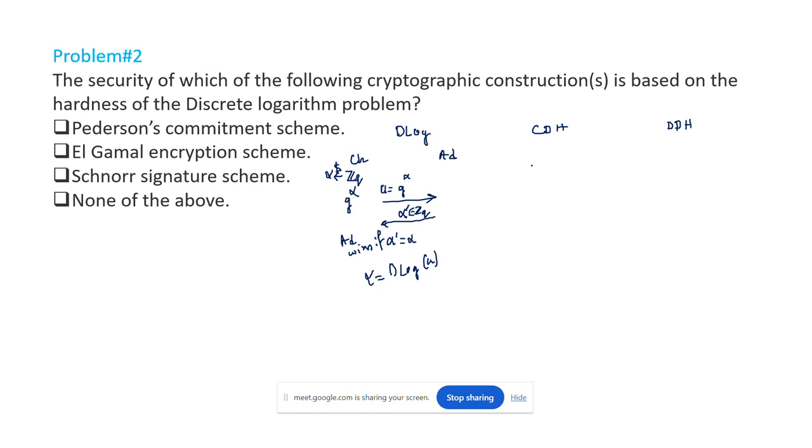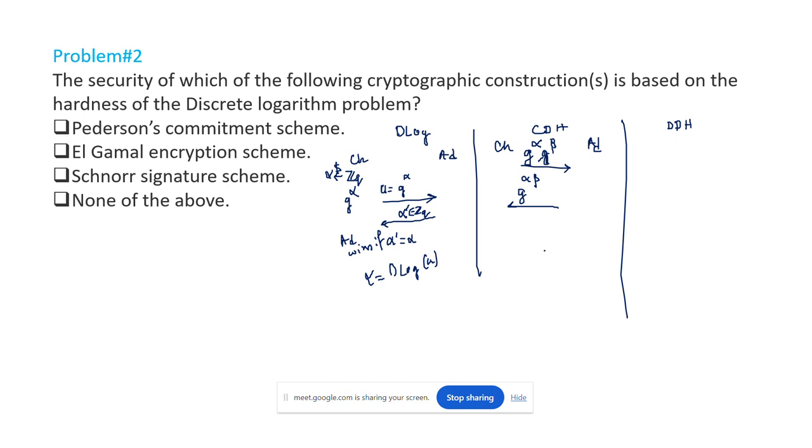In CDH, each of them has a different problem statement, right? In CDH you are given g to the power alpha and g to the power beta, and the adversary has to respond with the exact value g to the power alpha beta. If it is able to do that, it wins the game, otherwise it does not win the game. And when we say that the CDH assumption holds true, that means that in that particular group, any efficient adversary will not be able to correctly come up with the value of g to the power alpha beta. So, ma'am, this Elgamal encryption scheme is a CDH problem, right?